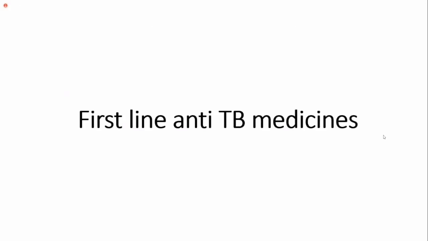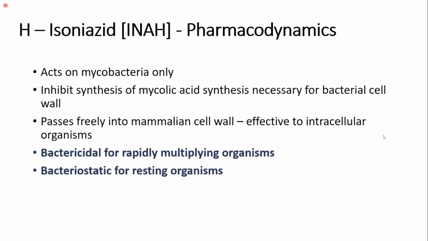So now we'll go to study the first line anti-TB medicines. The first one that we are going to start with is the H, or isoniazid. We also call it INAH. So INAH or isoniazid acts on the mycobacteria, and it will inhibit the synthesis of mycolic acid, which is important for the bacterial cell wall. And this isoniazid has the ability to freely pass through the mammalian cell wall. Therefore, they can affect the intracellular organisms also.